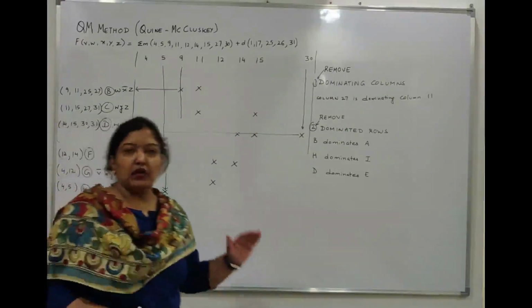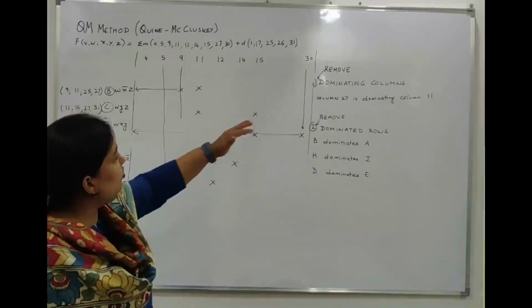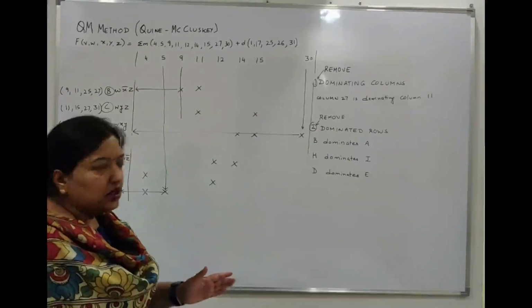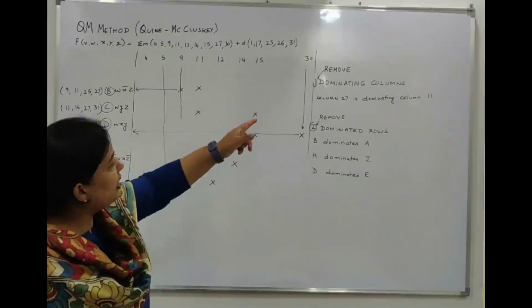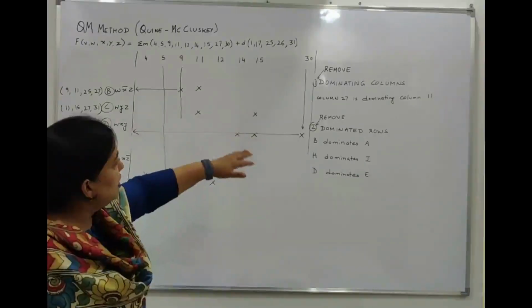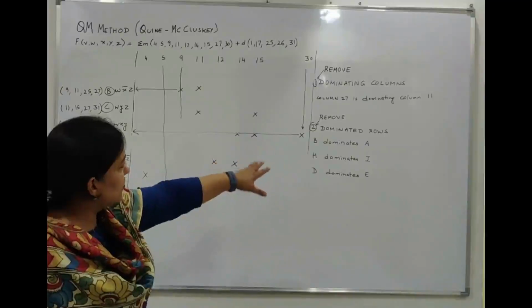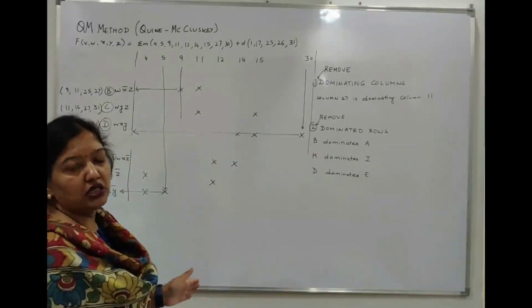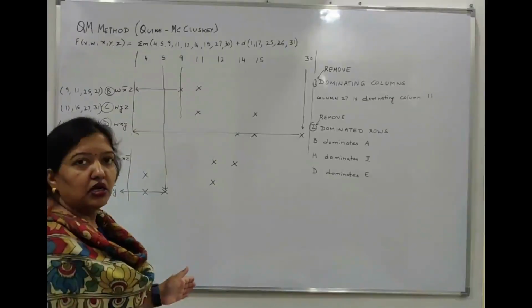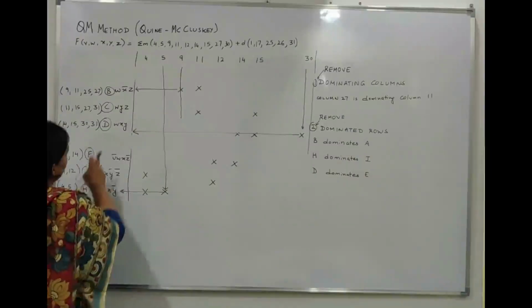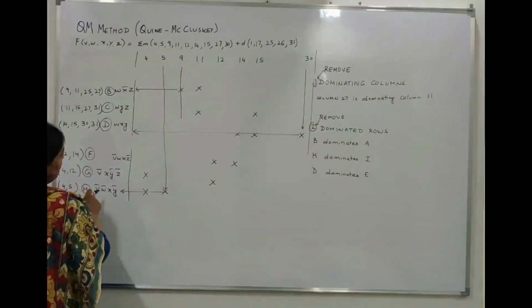The first step in the prime implicant table: if there are no single crosses in the columns, then first remove dominating columns. After removing all the dominating columns, remove dominated rows. And after removing these, look for single crosses in the table. So if you look for single crosses in the table, these are important terms, essential prime implicants.